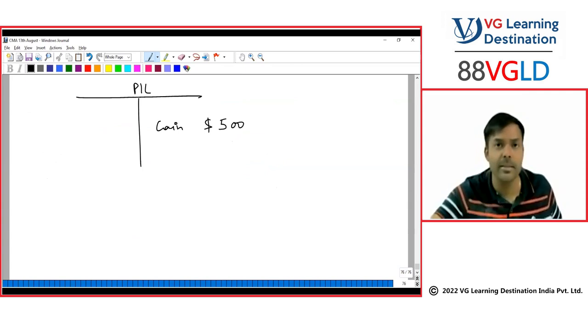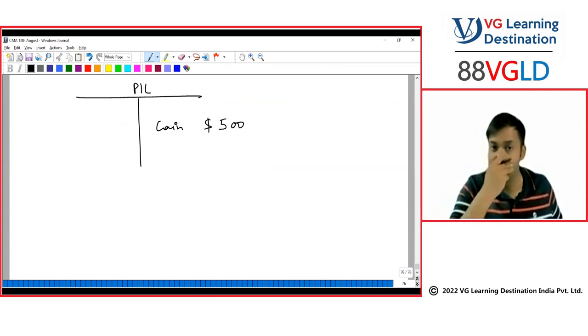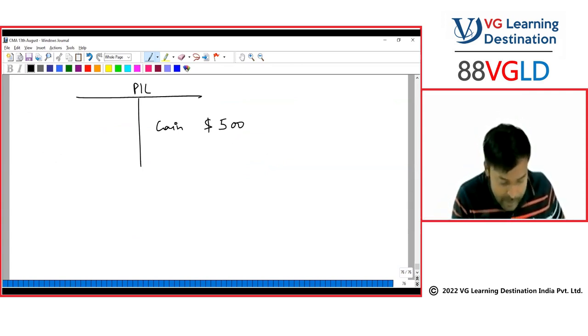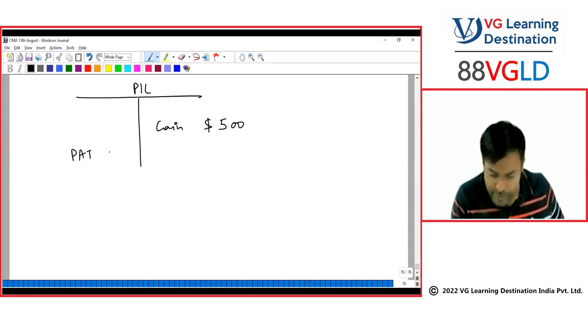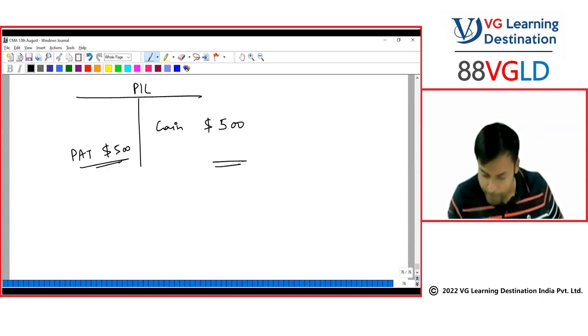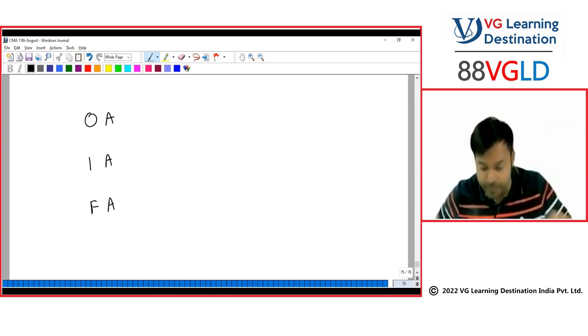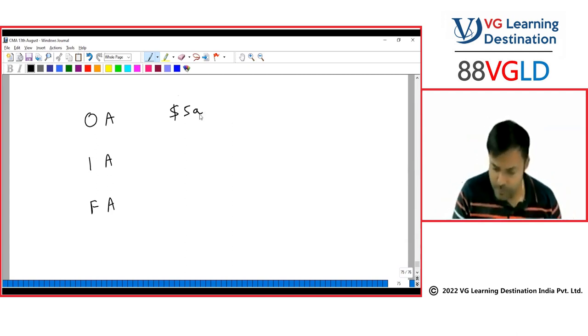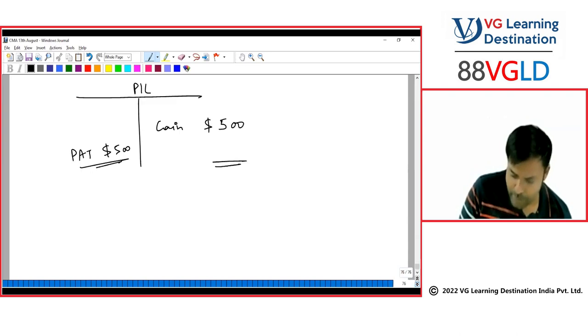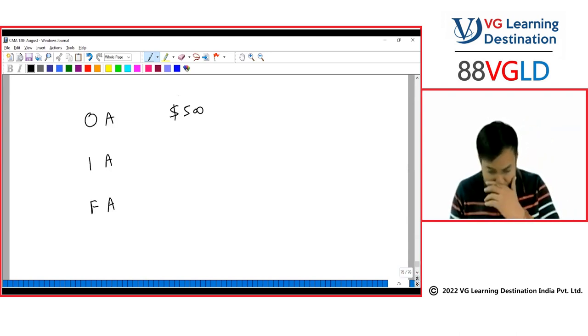Let's say there is no other sale, no other expenditure, nothing, and no taxes for the time being. How much is going to be the PAT, everyone? $500 is going to be the PAT. So what is going to be my OA? $500, Manish. Why zero? Whatever the starting point, PAT, we are going to take $500 in that case.